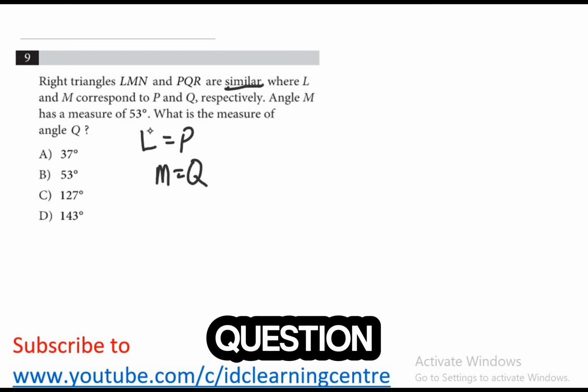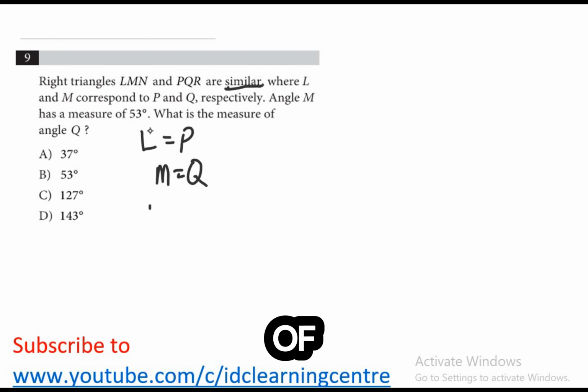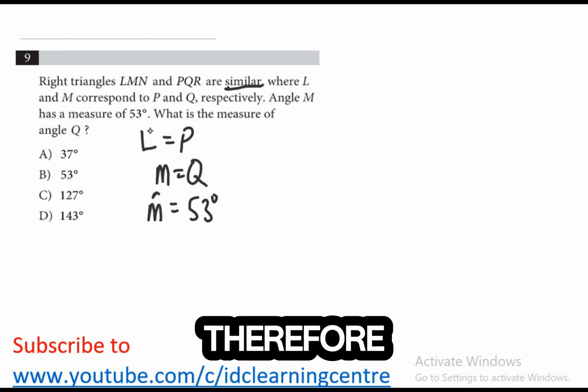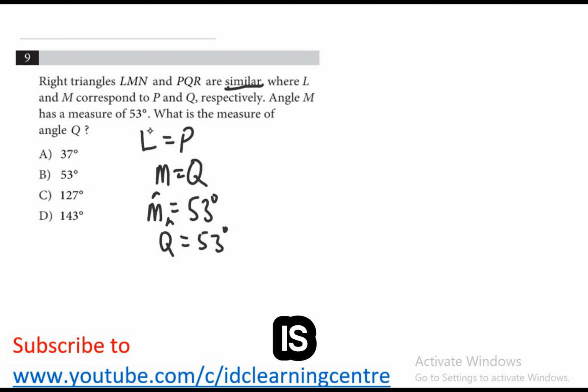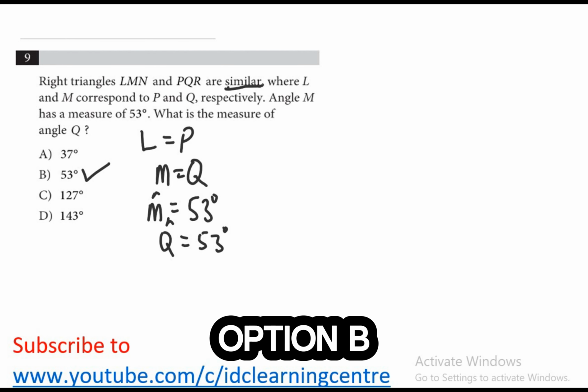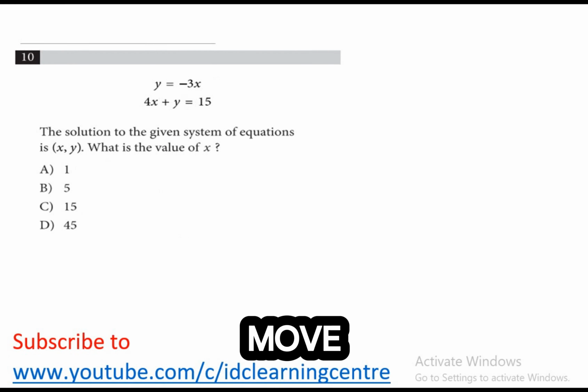And since in the question they gave us the angle of M, angle M is equal to 53 degrees, it therefore implies that angle Q is also 53 degrees since the two angles are equal. Is that clear? So our angle Q is 53 degrees, which is option B. Are we good? All right, so we'll move on to the next question.